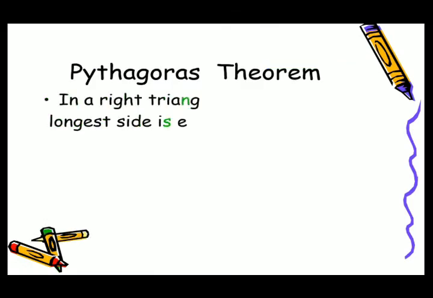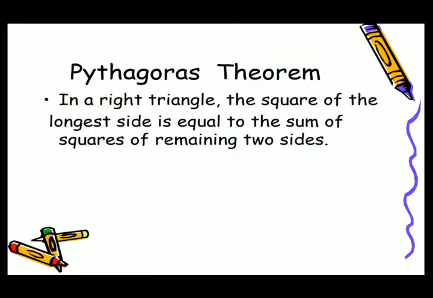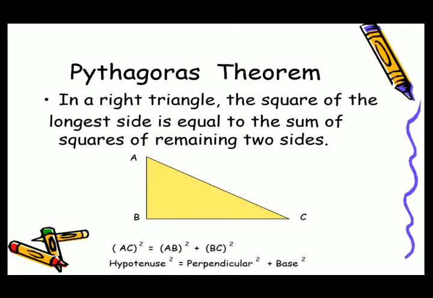Pythagoras theorem. In a right triangle, the square of the largest side is equal to the sum of squares of the remaining two sides. A right angle triangle is there. Here you can see A, B, C. Here B is a right angle. So what is Pythagoras theorem? AC, the longest side, its square is equal to the sum of squares of the remaining two sides. Which are the two remaining sides? AB and BC. Their squares we have to take. So AB square plus BC square.